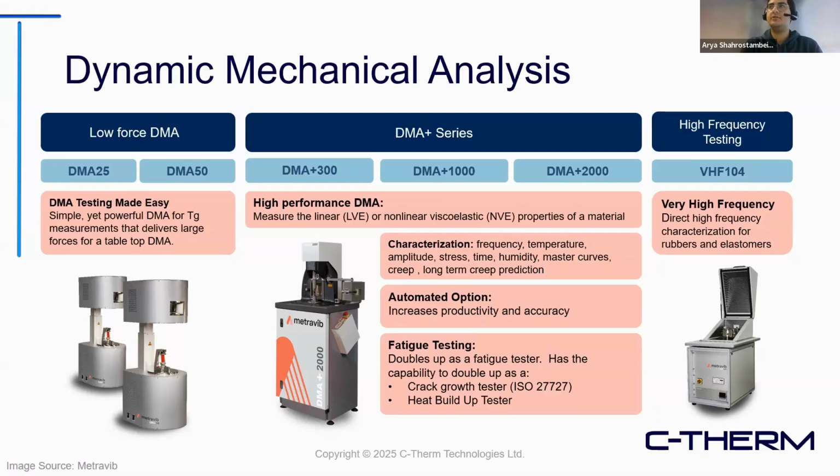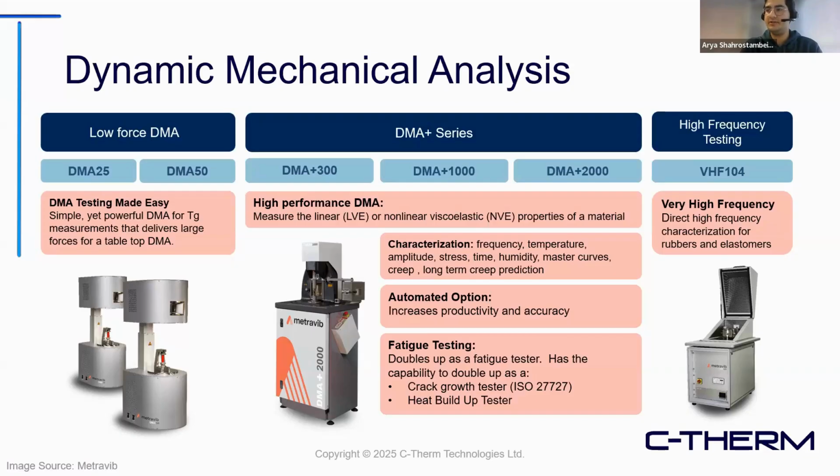C-Therm Technologies is partner with Metravib instrument material testing. We present dynamic mechanical analysis instruments. Metravib provides a variety of instruments from low force or desktop series DMA, DMA plus series, and high frequency DMA, which can go to very high frequency of 10,000 hertz experimentally. Today in the webinar, I'll be focusing more on the plus series and the advantages of this series of instruments and how they can add value to your lab and your research for a variety of industries.